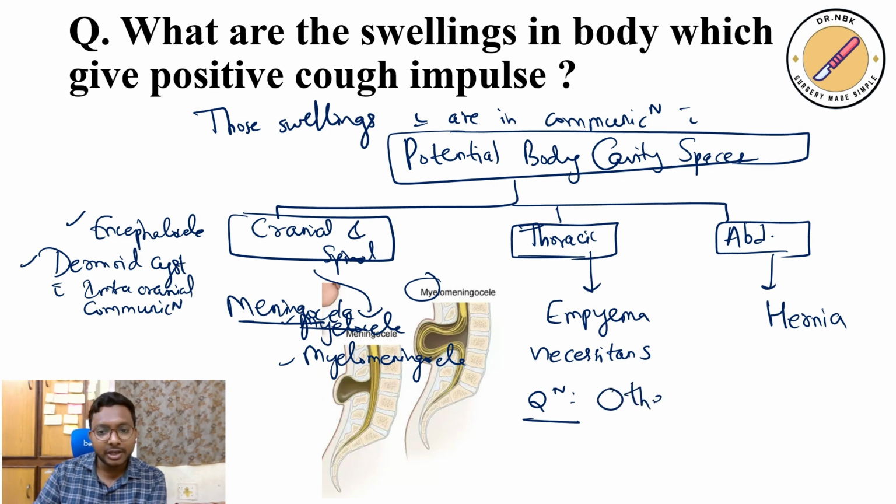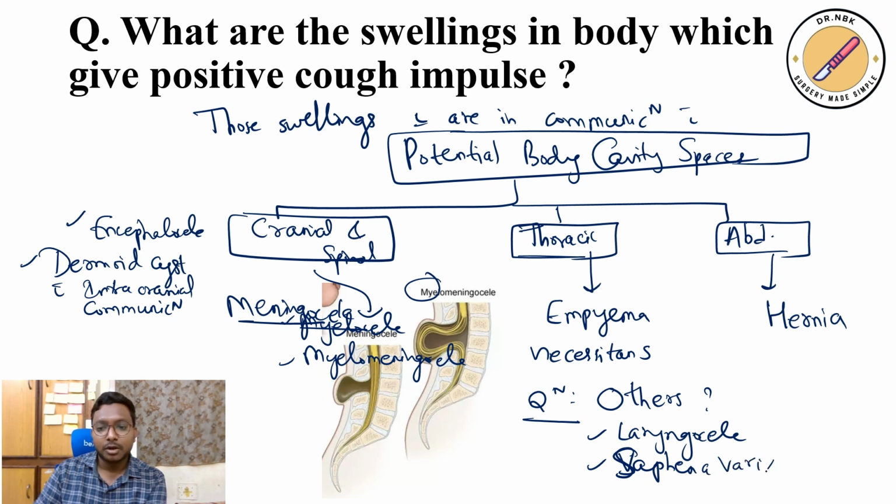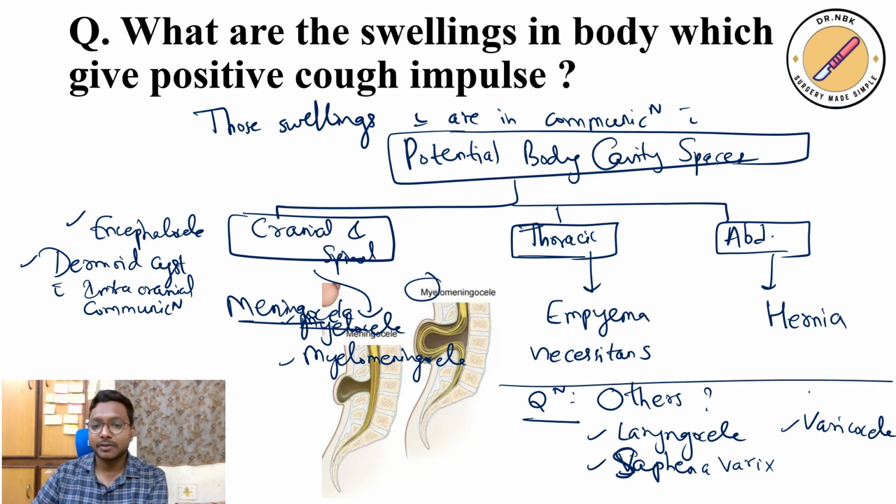Are there any other swellings which will give cough impulse? You can get laryngocele, which will give positive cough impulse test, and also there is something called saphena varix. This is nothing but the terminal dilated portion of your great saphenous vein, and very rarely you can get a varicocele. These are the other conditions which will give cough impulse. Only if the examiner asks you, you tell these last three conditions. Otherwise, the first three examples based on that concept are sufficient.